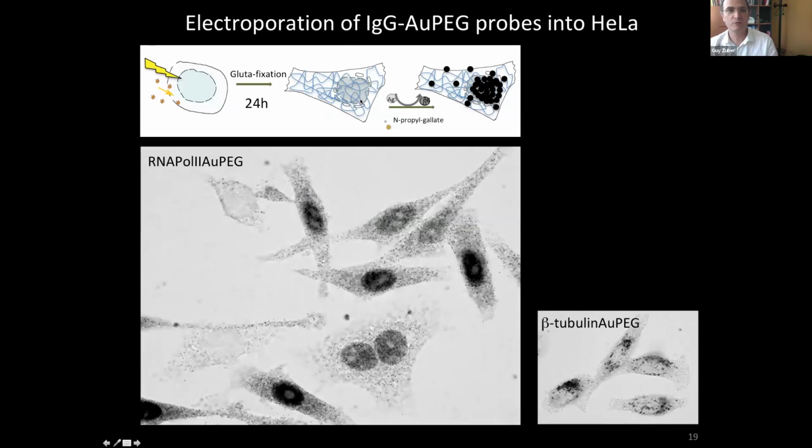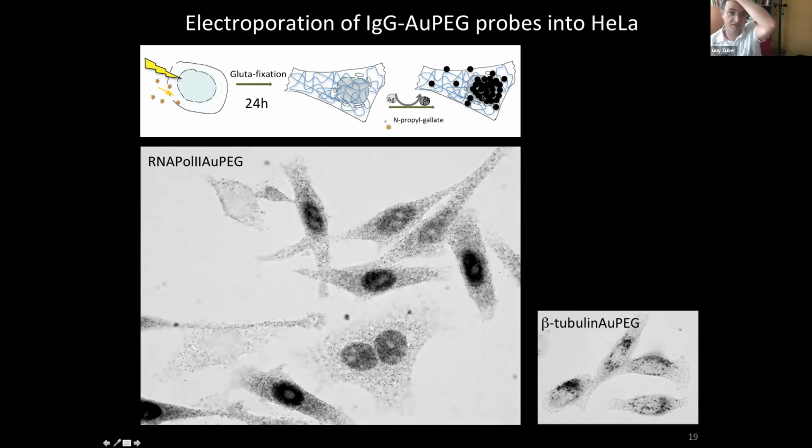So basically, we electroporate those antibodies that are conjugated. I just want to mention that the PEG was mandatory to not have immunostaining ability. So we just did some electroporation of those gold particles conjugated to the antibody. We waited for 24 hours and we did some glutaraldehyde fixation.